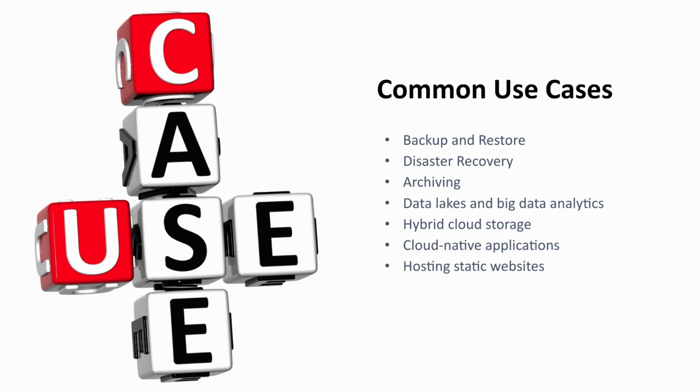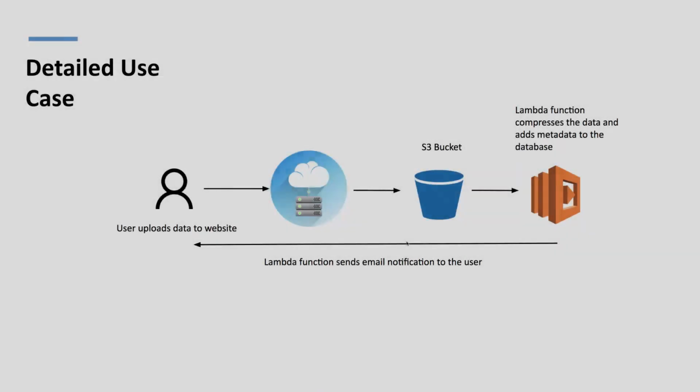Let's go ahead and look at a few more details. So now let's look at a detailed use case. In this case, a user is going to upload some data to a website, and then that website will push the data programmatically into an S3 bucket. And a bucket is the autonomous unit that S3 uses to store files in.